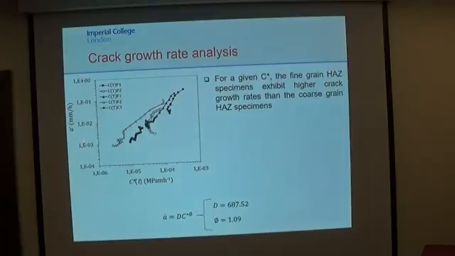Then we correlate the crack growth rate with the C-star parameter. We can see that for a given C-star, the crack growth rate in the fine-grained specimens is higher than the parent specimens. We also fitted a separate regression line to the data to calculate the parameters D and phi. We normally expect a phi value of below unity. However, in this case, we have not obtained it. And this can be attributed to the tails that are still apparent in the valid data. So that brings the question if 0.2 millimeters is a good place for crack initiation.